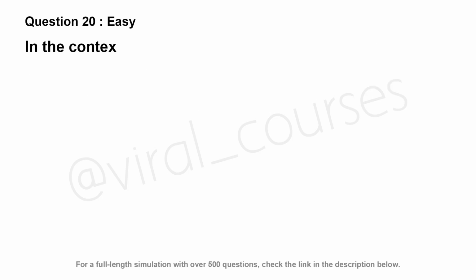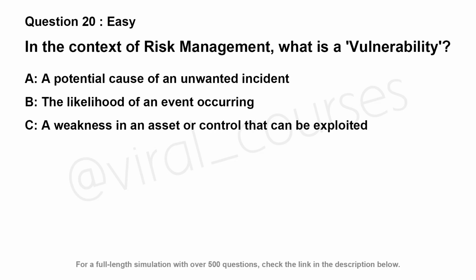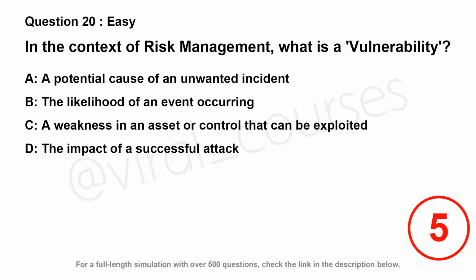In the context of risk management, what is a vulnerability? Option A. A potential cause of an unwanted incident. Option B. The likelihood of an event occurring. Option C. A weakness in an asset or control that can be exploited. Option D. The impact of a successful attack.